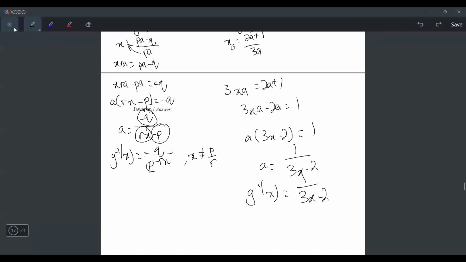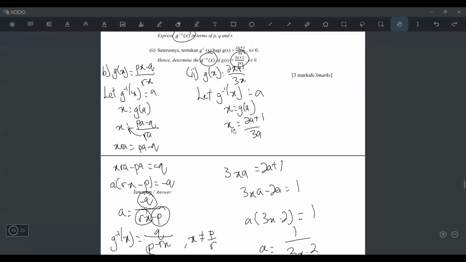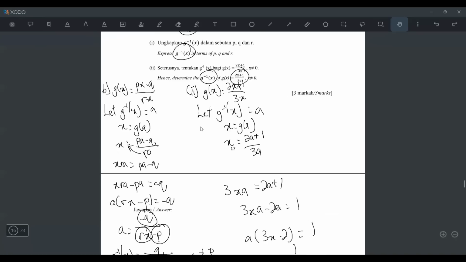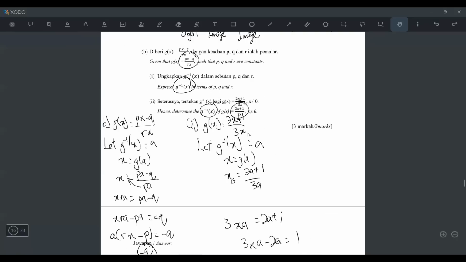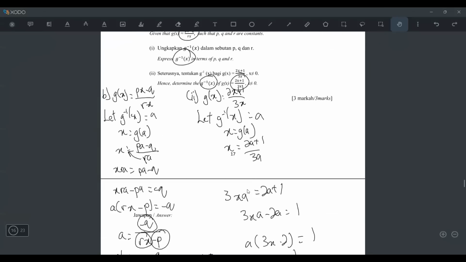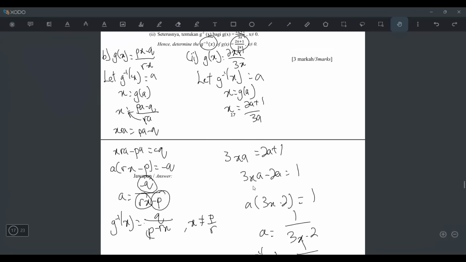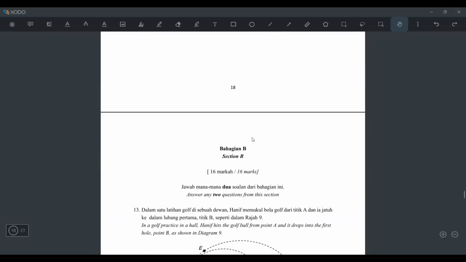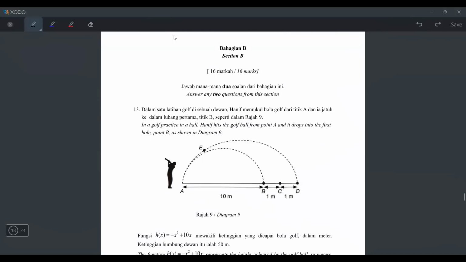Okay, and actually doing inverse function, there are many methods. I know maybe some of you never use this method, fine also. But this is the method that I always teach in class and the method that I use the most. Even if you prefer another method, you can use it. Just make sure the answer is similar. If the answer is the same, then it's fine. Okay, let's go to section B.